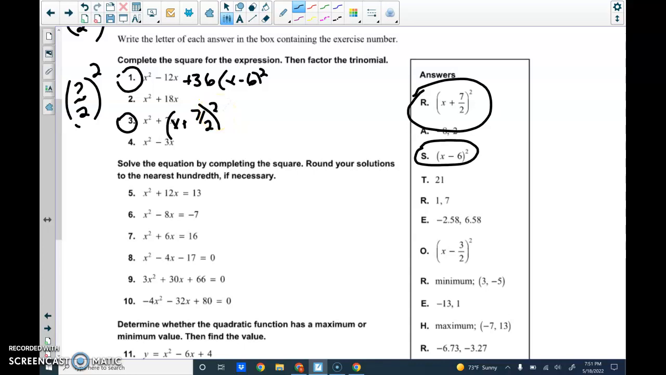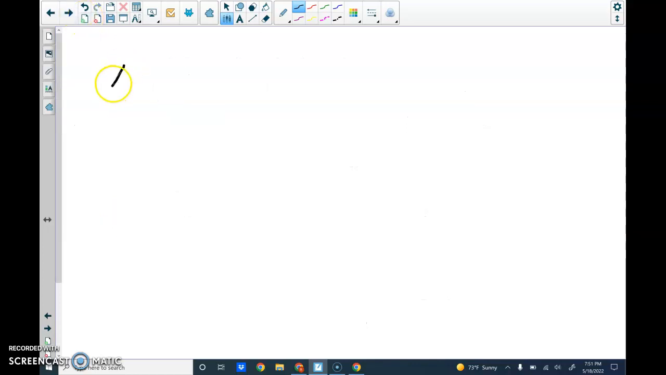So the important parts of this lesson are questions like 5 through 10. So I'm going to do question 7 for you, and we're going to do this a couple different ways. So I'm going to do it the 3 ways we know how. So let me grab another sheet here. So x squared plus 6x equals 16. So we now know 3 ways how to do this.